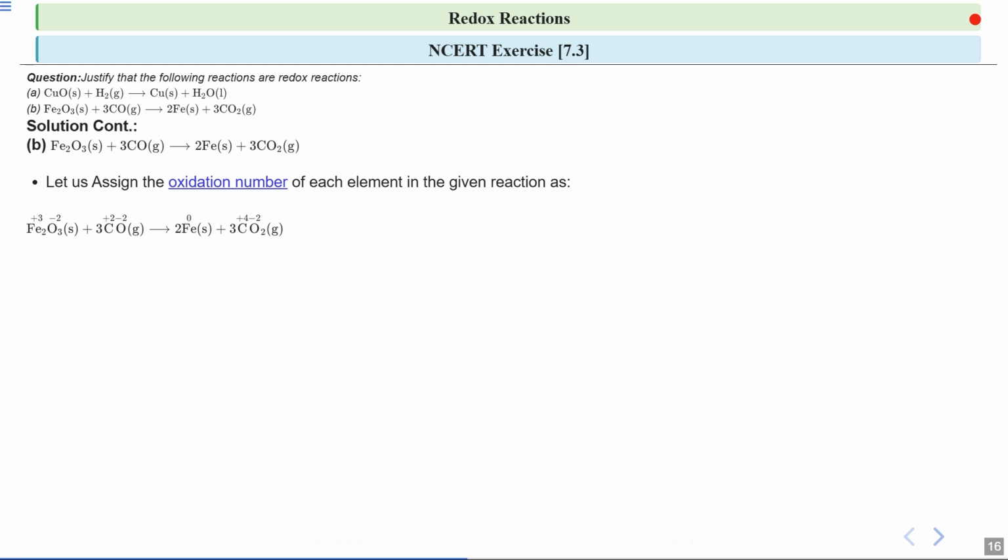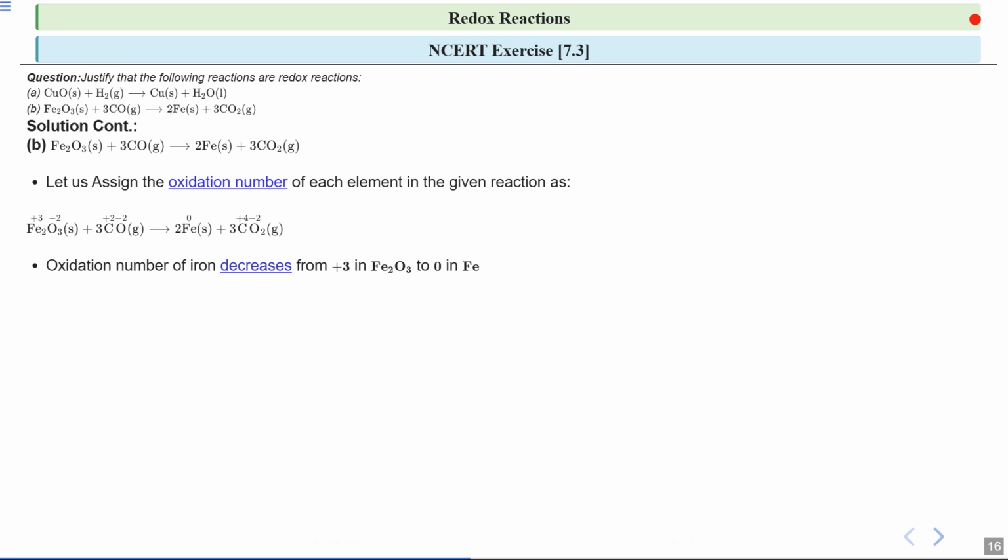Now, what about the iron which is present in elemental form? It will have a 0 oxidation state because it is not attached to any other element. Then coming to the last species of the product, carbon dioxide, oxygen has a -2 oxidation state. So 2 oxygens will make up a -4 charge. Now to make this compound neutral, carbon will get a +4 oxidation state. What can be inferred from the examination of these oxidation states?